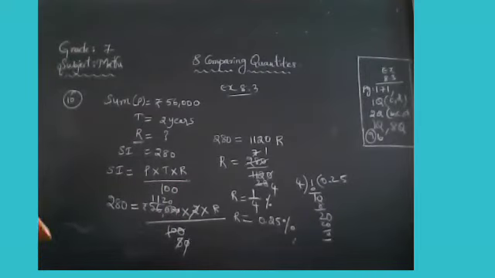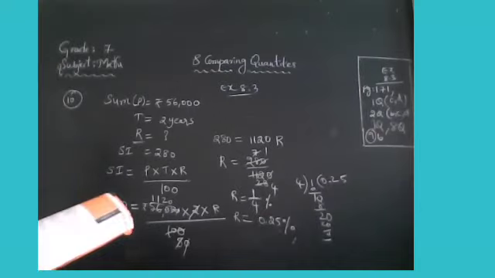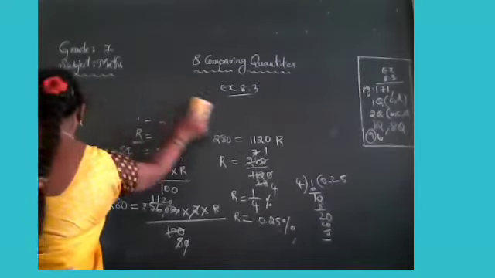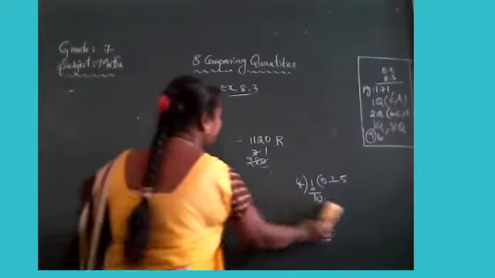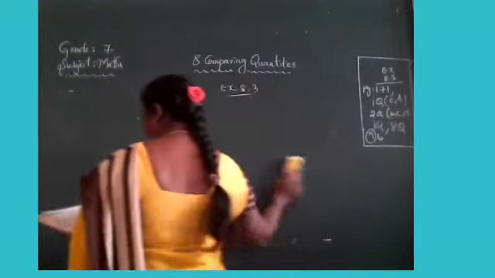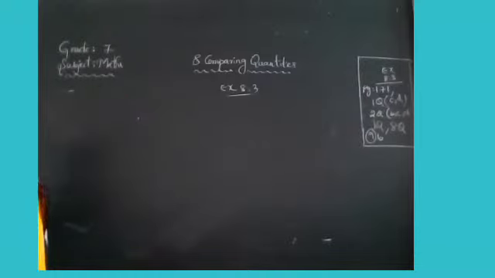Right, students. And the last question. See, if Meena pays an interest of 45 rupees for 1 year at 9% rate per annum, what is the sum she has borrowed?